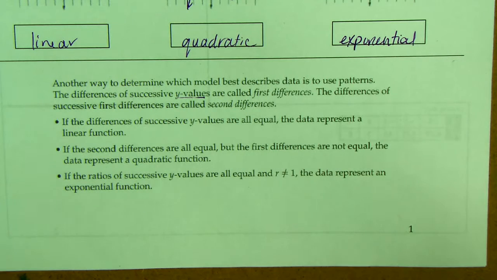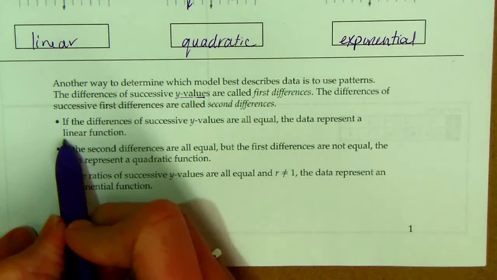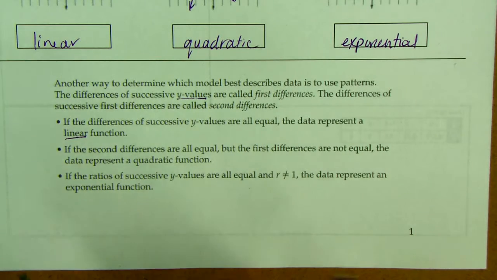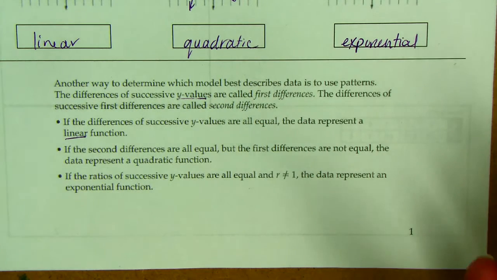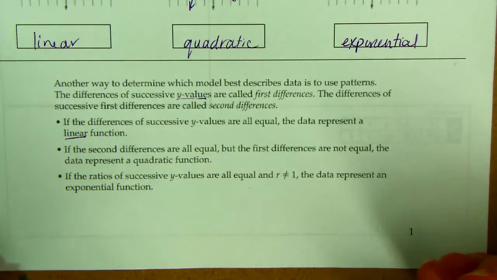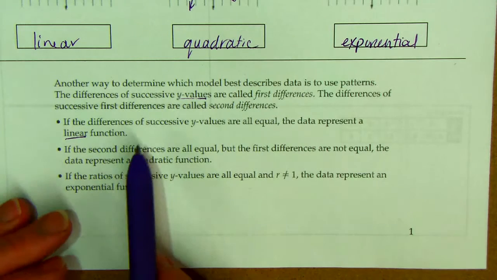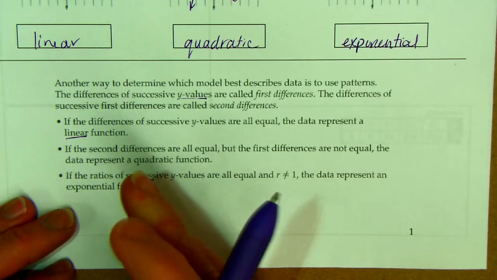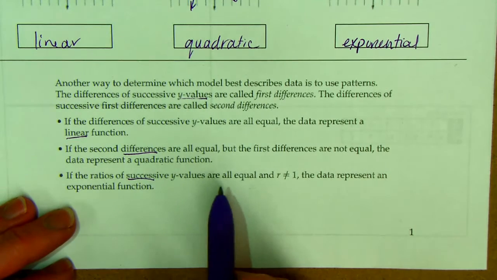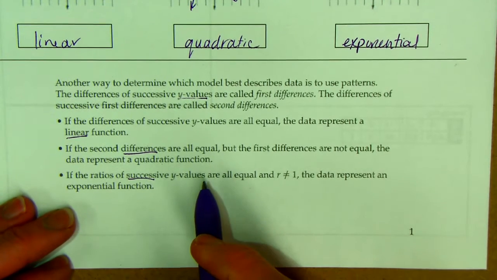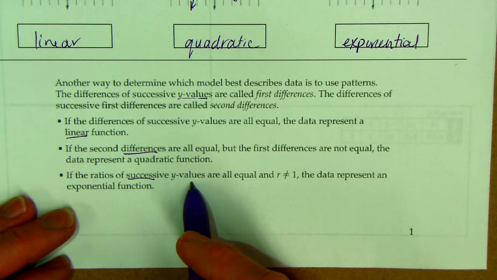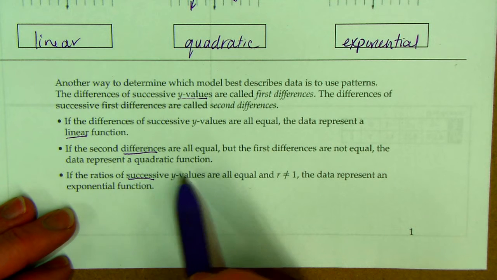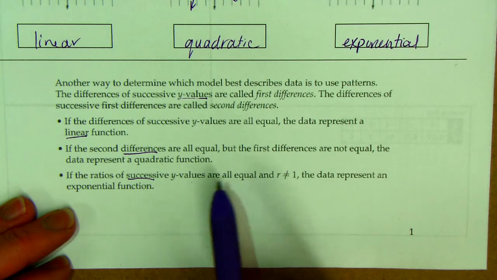Now, what if they're not the same? Then you check the differences of your differences, and I'm going to show you this. And if they're the same, that means it's quadratic. And then if neither one of those work, then we look back to the y values and see if they make a ratio. If the next y over the original y all equals the same ratio, then that makes it exponential. Let's look at a couple of these so this makes sense.